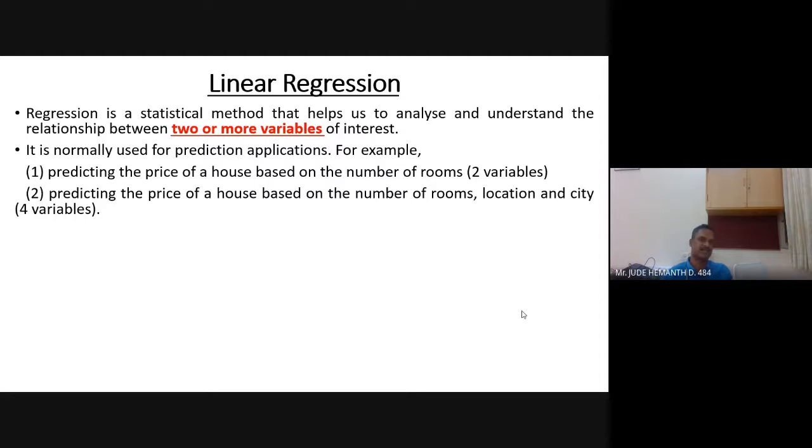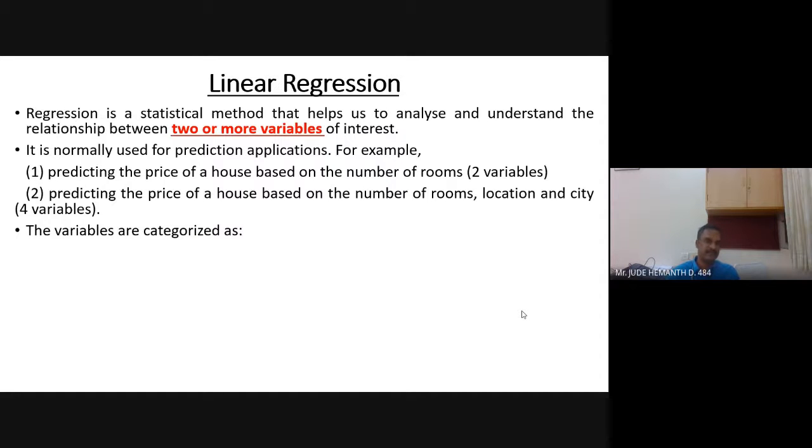If your application is simple, you will fall under case number one, or if your application is complex, you can have even 10 variables or 20 variables. It will fall under case number two. In any case, both fall under the category of regression because your output is going to be a number.